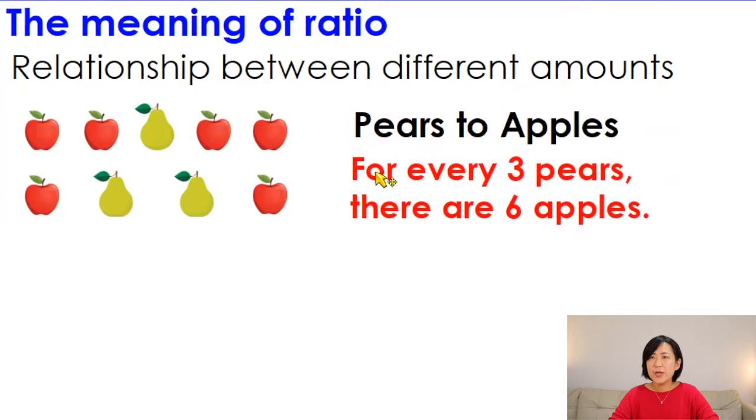So for the ratio of pears to apples, we can see that for every 3 pears there are 6 apples. So the ratio of pears to apples is 3 to 6. There are different ways to write a ratio. We say 3 to 6, we use a colon to write the ratio 3:6, and we can also express the ratio as a fraction.